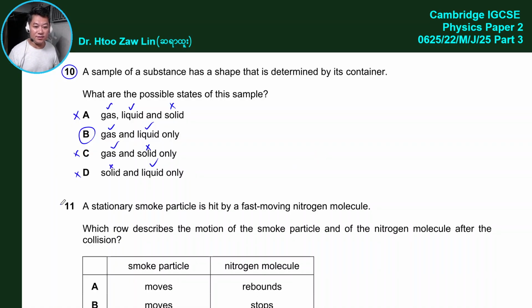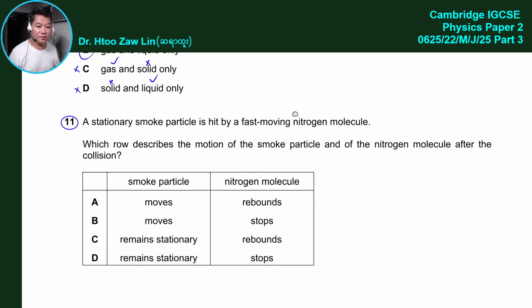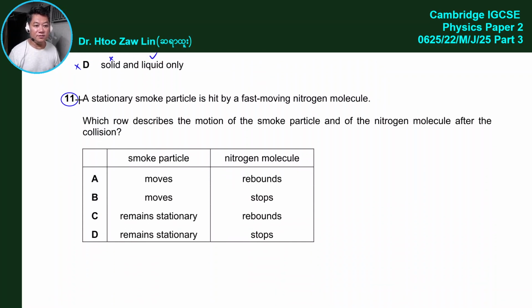Okay. So let's see question number 11. A stationary smoke particle is hit by a fast moving nitrogen molecule. Which rule describes the motion of the smoke particle and of the nitrogen molecule after the collision? Do you see that? After the collision, the smoke particle moves or stays stationary. After the collision, the nitrogen molecule rebounds or stops. Okay.